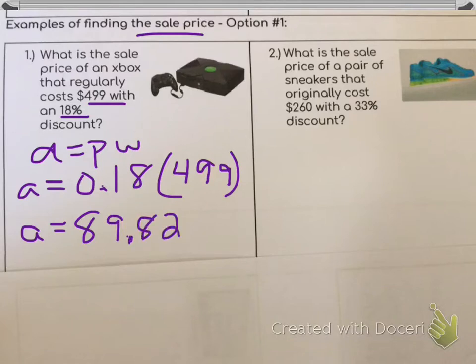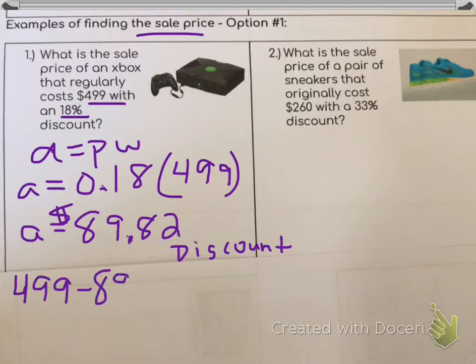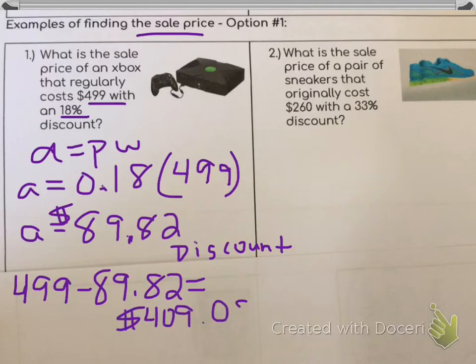Now that number is my discount. But the question doesn't want to know what is the discount. The question wants to know what is my sale price. So if this is my discount, $89.82, my original price was $499. All you have to do is subtract the discount from the original price, 499 minus 89.82, to get the sale price, which is $409.08. And again, use a calculator. I don't want you making mistakes multiplying and subtracting if you could use a calculator on this stuff. That is my sale price.